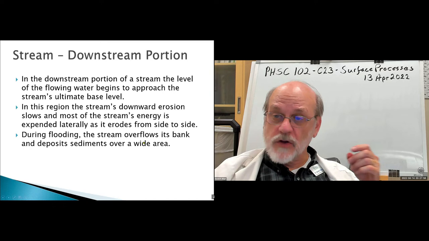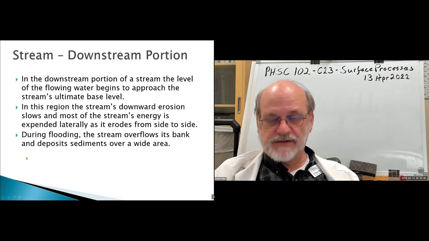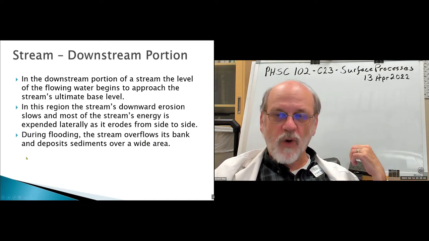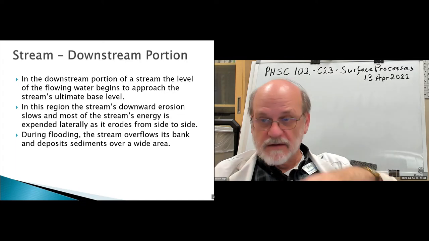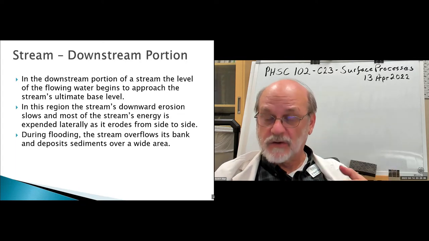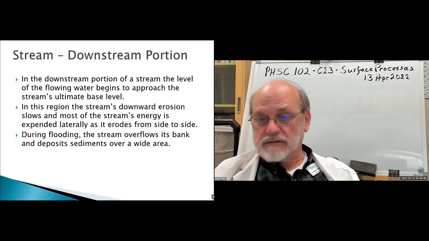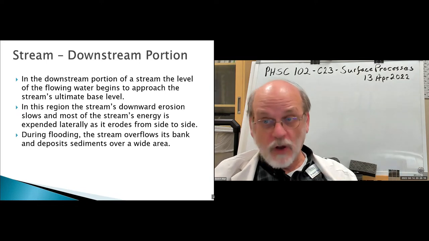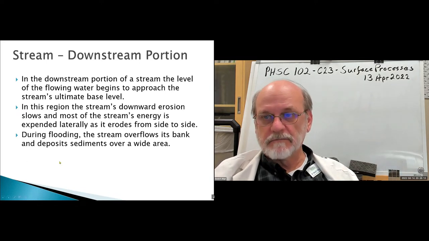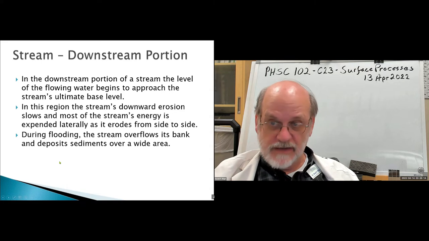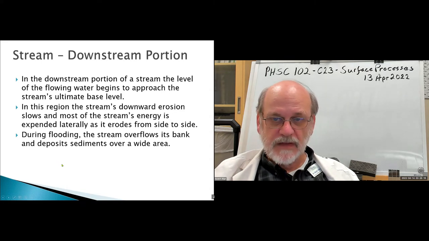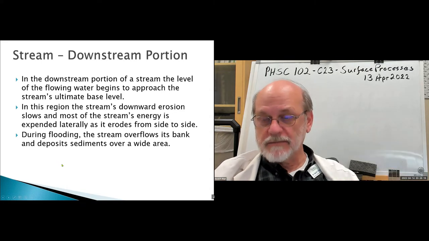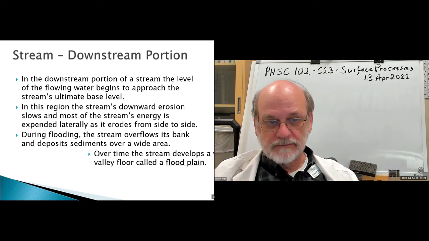And there may be also some various flooding events. So if the inflow of water is higher than the existing banks can handle, it will overflow its banks and continue to erode, at least until it slows down even further. And it spreads out into a wide area, a floodplain, so to speak.